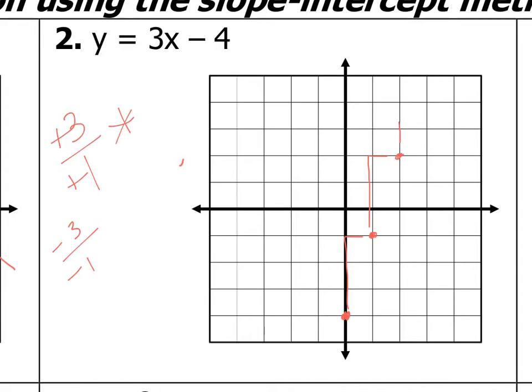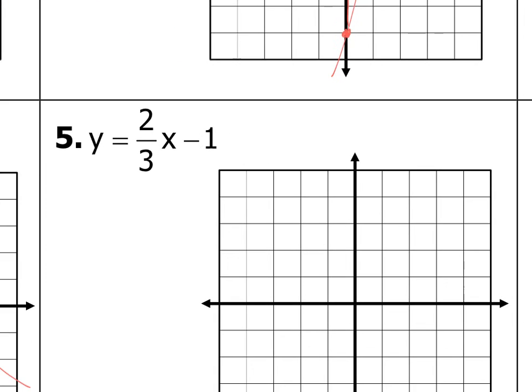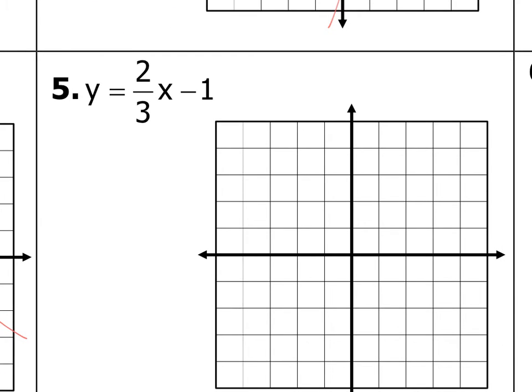Up 1, 2, 3 over 1. Oh, it's a terrible line. Ugh. There we go, though. Okay, so 3x minus 4. Looks great. Here's what I mean. Fractions are so much easier when we see these for slope and we want to graph them.